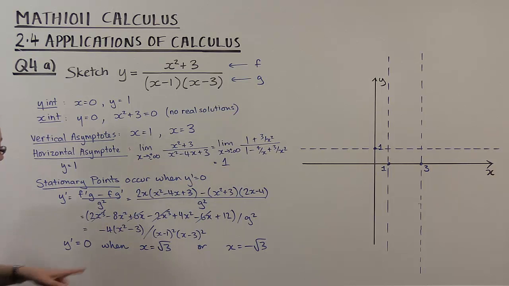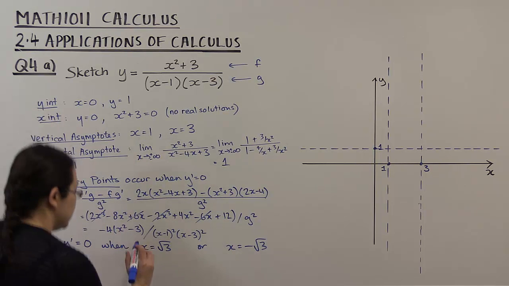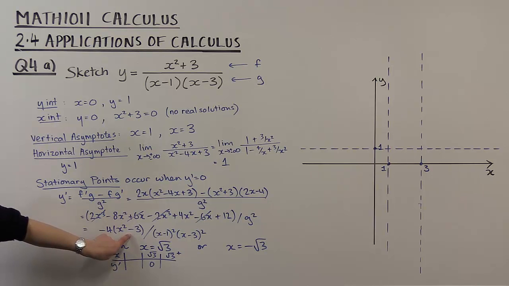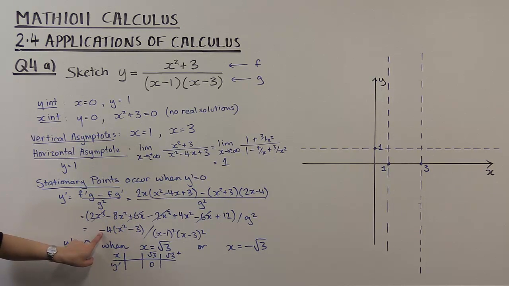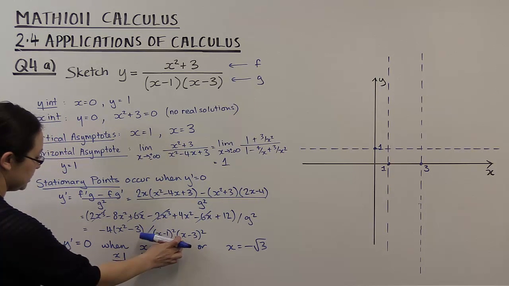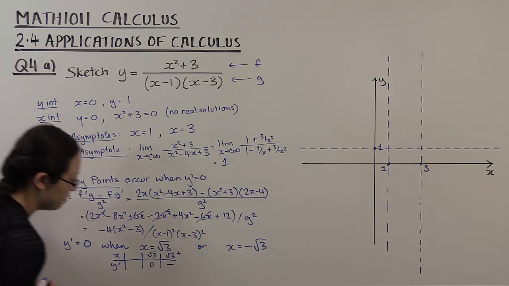I don't really want to differentiate this thing again, and so I'm going to look at what the sign is doing either side of each of these. So just putting these values in a table and looking at what the sign of y dash is. Well, at the square root of 3 it's 0. If I'm a little bit more than the square root of 3, then the x squared minus 3 is going to be positive. So overall I'm going to have minus 4 times a positive number. The denominator is definitely negative, so this is going to be negative here.